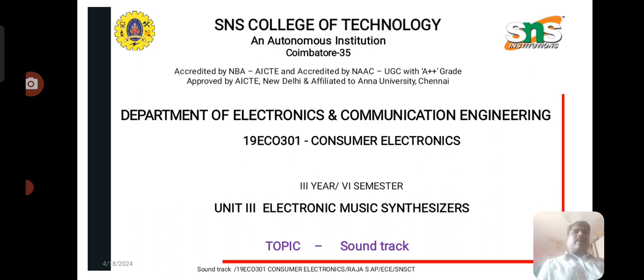In this YouTube video, we are going to discuss the 19 ECUO 301 Consumer Electronics subject under Unit 3 Electronic Music Synthesizers for the topic soundtrack. Based on my previous YouTube videos, you know the basic fundamentals of how an electronic guitar works, how the generated signals are modified by using an electronic modifier, and how these signals can be recorded and reproduced by means of a digital computer. In this video, we are going to discuss how a soundtrack is recorded and reproduced. Whatever sound is produced by an electronic guitar, a modifier or a digital computer, how it can be recorded on the tape is what we are discussing.